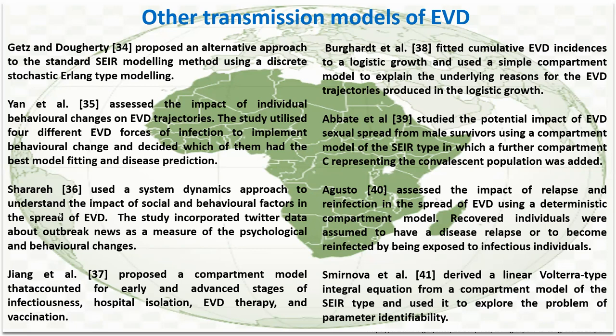They also consider, for Ebola virus, the impact of social and behavioral factors in the spread of the virus. Reference 36, because in this work, they feel that human behavior also contributes to the spread of Ebola virus disease. So they also make use of Twitter. They compare Twitter data with the outbreak of the disease as one of the behavioral changes in the spread of this Ebola virus in their work.